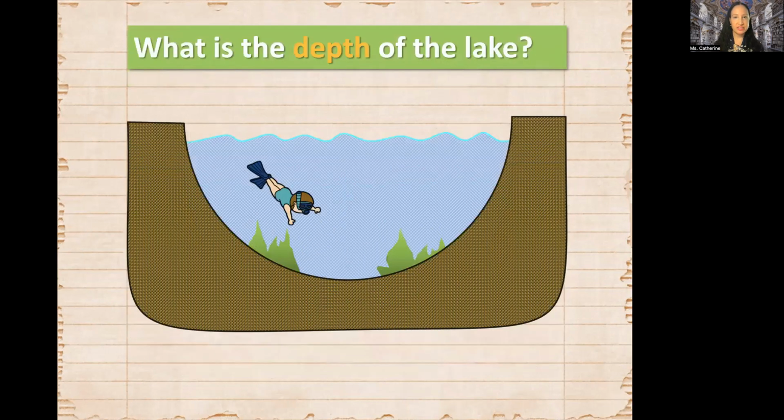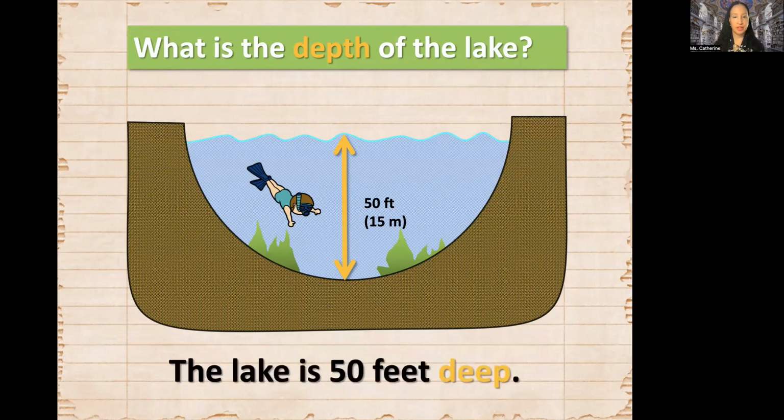So what is the depth of the lake? The depth of the lake is 50 feet. That's pretty deep, right? 50 feet or 15 meters. The lake is 50 feet deep. Okay, you see the differences now? There are two ways we can say this. What is the depth of the lake? Depth would be the noun and deep would be the adjective.